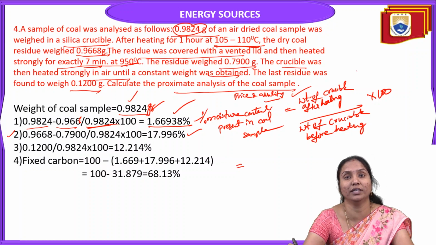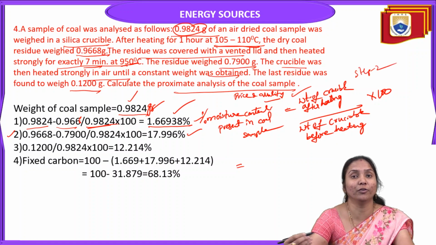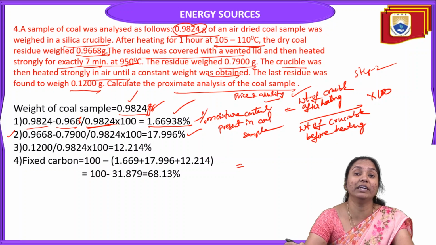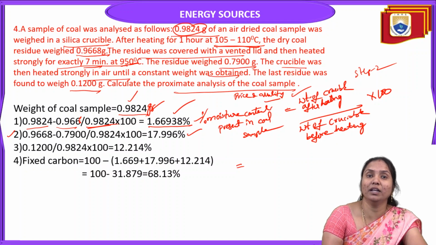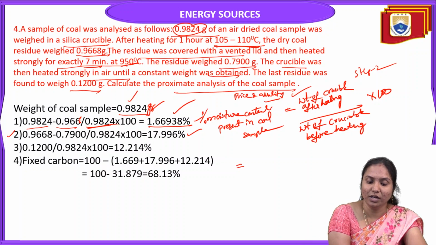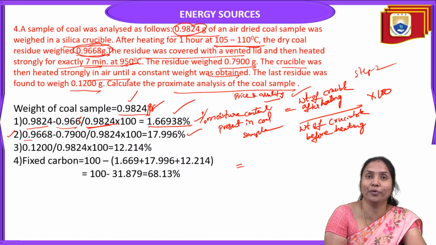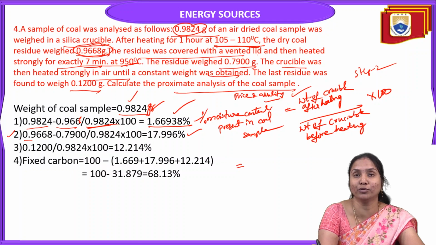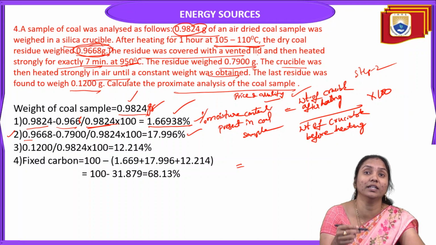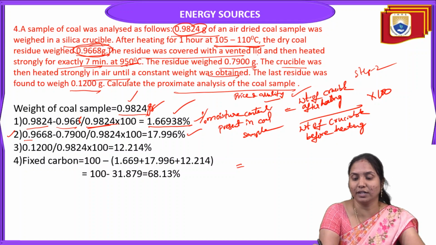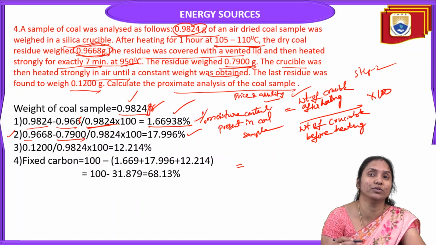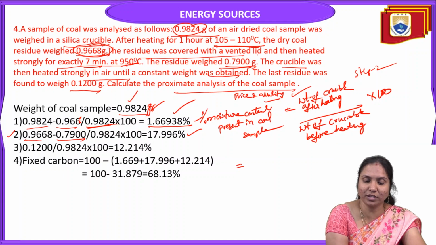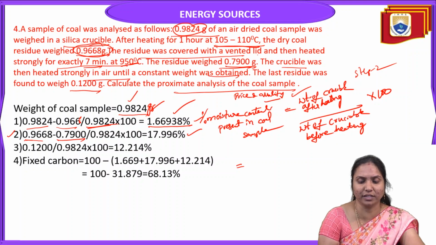Here, weight of crucible after heating step 2. Before that step 1, in this step 2, by weight of crucible after heating into 100. So your weight of crucible after heating, we'll get 0.96 in this step 2. This crucible is covered with lid, heated in electrical furnace for 7 minutes at 950 degrees centigrade. So in this case, the residue weight is 0.7900. And here the actual weight of coal sample is 0.9668.